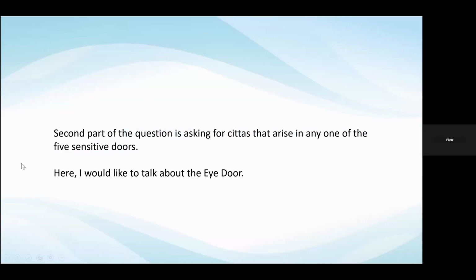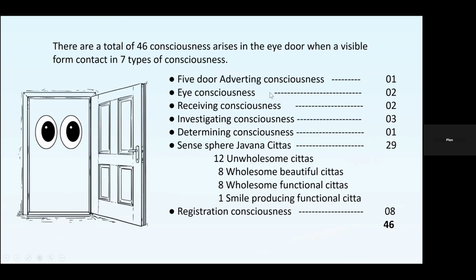Now, the second part of the question is asking for citta that arise in any one of the 5 sensitive doors. Here, I would like to talk about the eye door. There are altogether 46 consciousness that arise in the eye door when a visible form contacts it, in 7 types of consciousness. So what are they? It is the 5 door adverting consciousness.